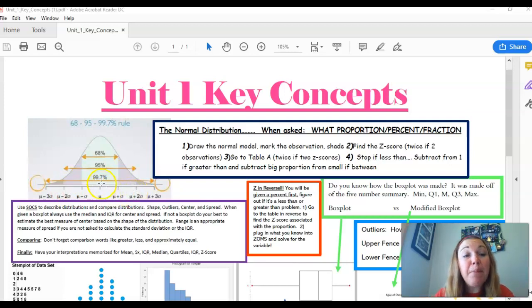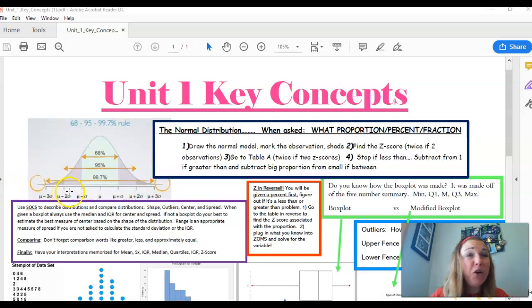And then 99.7% of people would be within 3 standard deviations of the mean. So if we have 70 here, that's 60, 50, 40, and going up, 70, 80, 90, 100. So 99.7% of people would be within these scores.